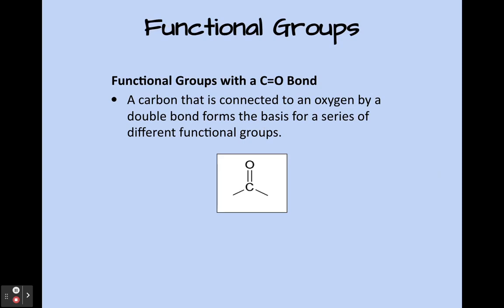Okay, so all the functional groups we've looked at so far have single bonds. So now we're going to look at functional groups with a double bond, in particular a C double bonded to an oxygen. So this group forms the basis for a series of different functional groups depending on what is attached on one side or both of this carbon, which is double bonded to an oxygen.